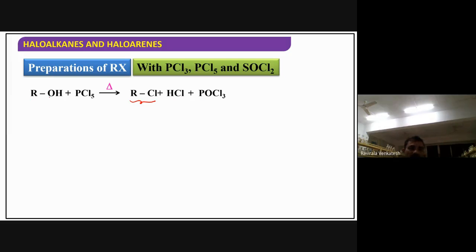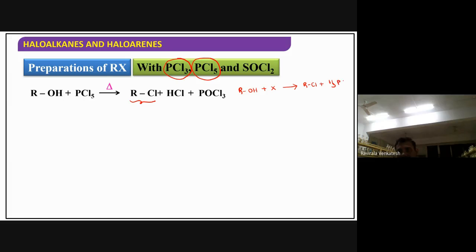ROH on reacting with PCl5: with PCl3 we take 3 moles of alcohol and we get 3 moles of alkyl chloride. With PCl5 we take 1 mole of alcohol, we get 1 mole of alkyl chloride, isn't it? In examination, they may ask like this also: ROH reacting with X to give RCl plus H3PO3.